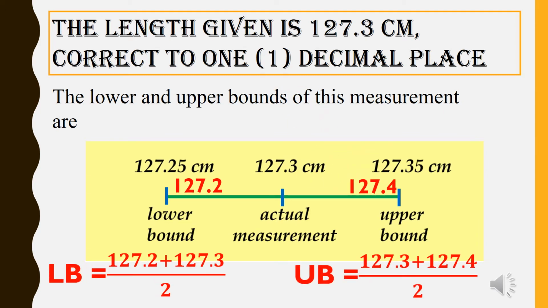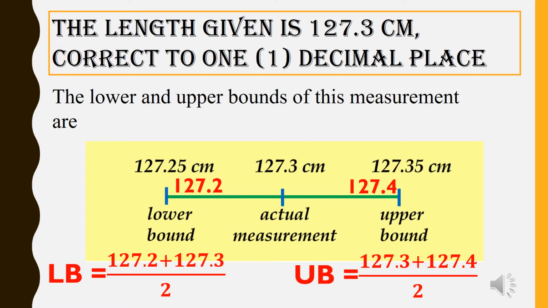This is a similar example to the previous one. The lower and upper bounds of this measurement, 127.3 centimeters, we are going to find with the correct one decimal place. The length that appears before 127.3 to one decimal place is 127.2. In order to calculate the lower bound, we calculate the middle value of 127.2 with 127.3, so that the lower bound is 127.25 centimeters.